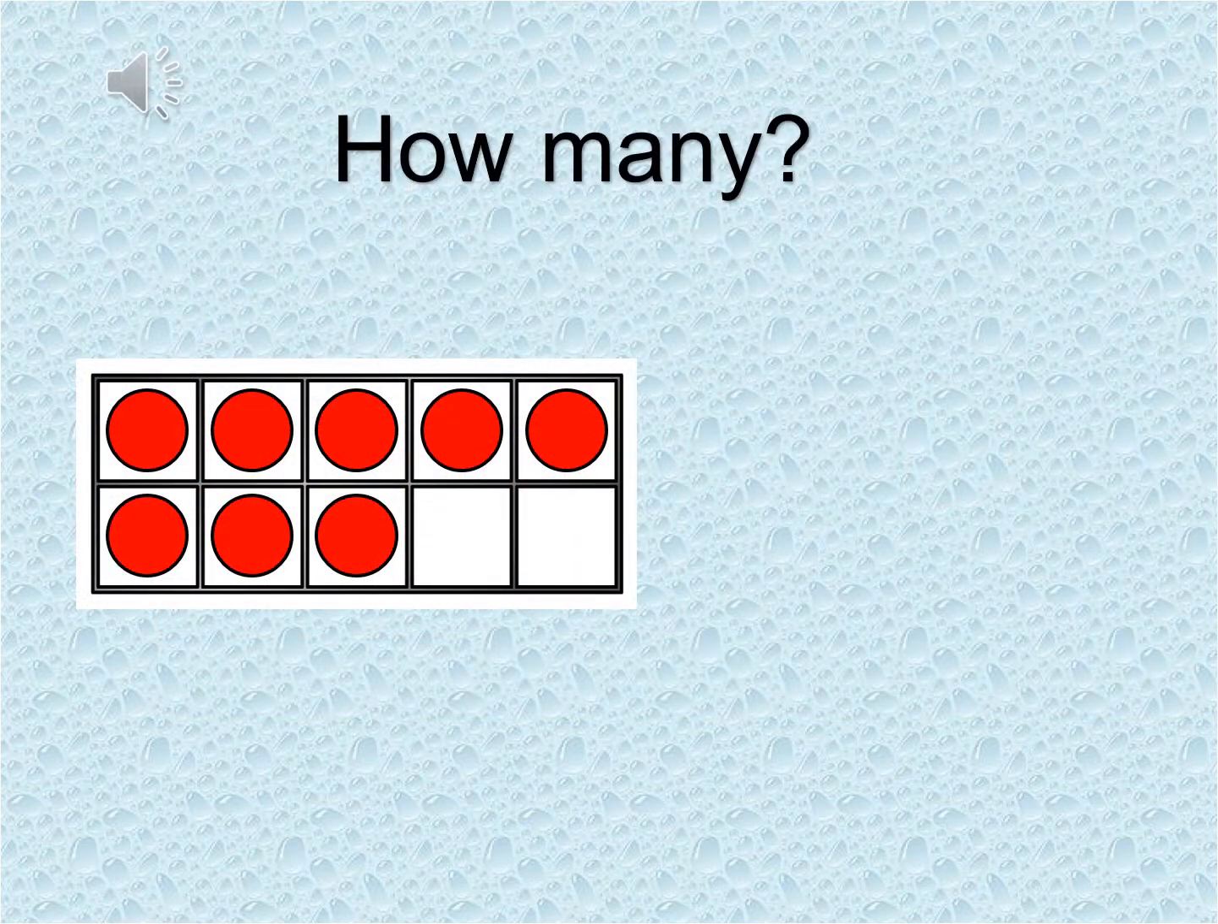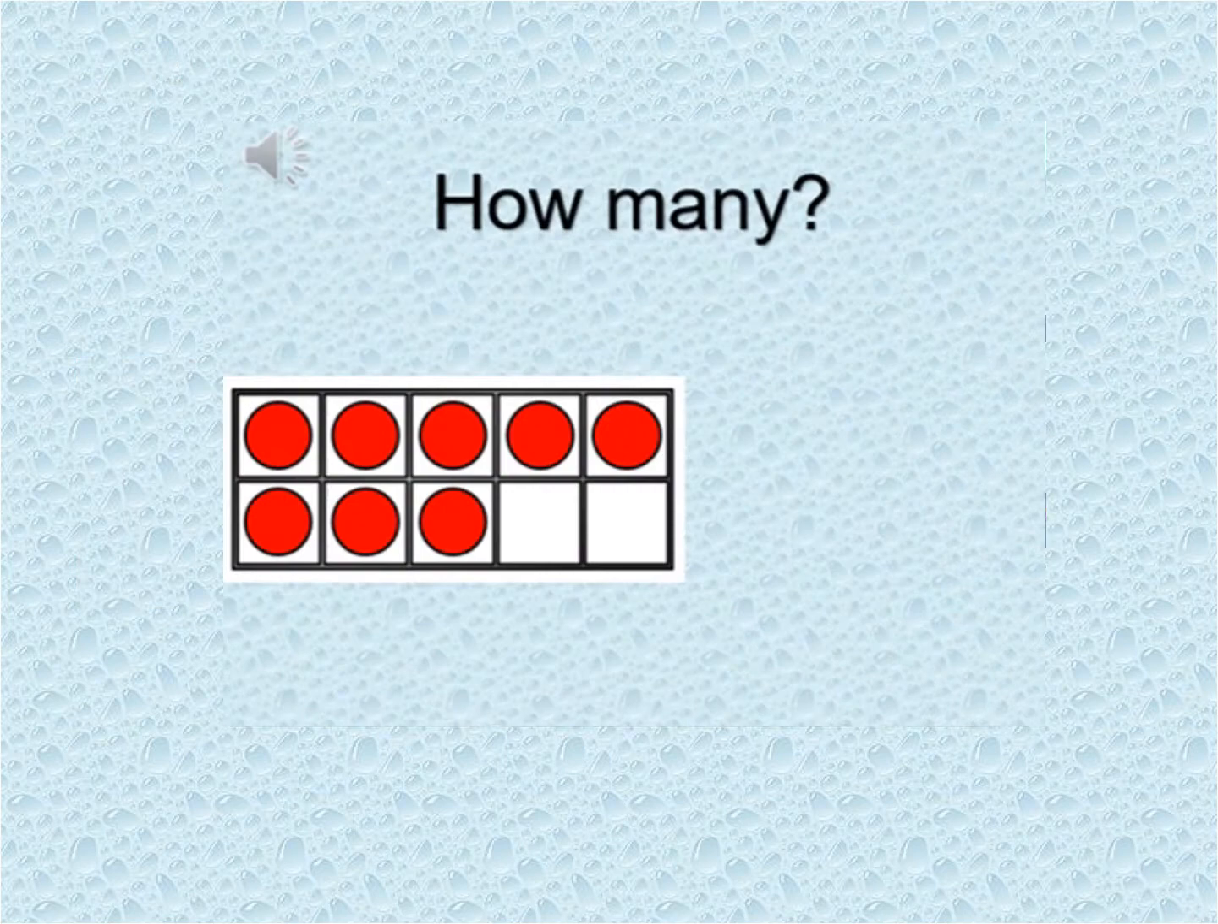Let's try this one. How many counters are in my tens frame now? How many counters were in my tens frame this time? That's correct, there were 8. Notice how there were 2 spots missing on my tens frame. There were 5 counters at the top and 3 counters at the bottom. I'm going to have a go at writing number 8. We start at the top and go all the way round. Number 8. Well done if you got that correct.